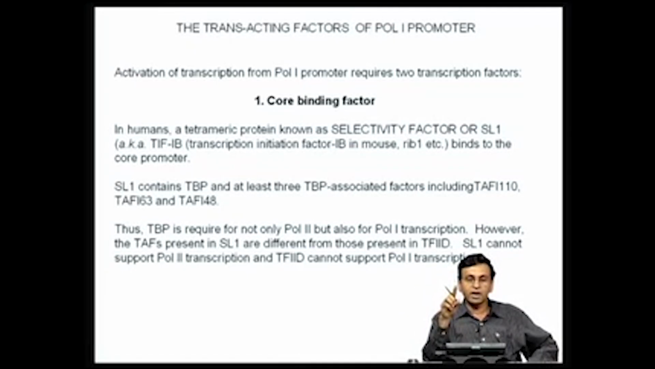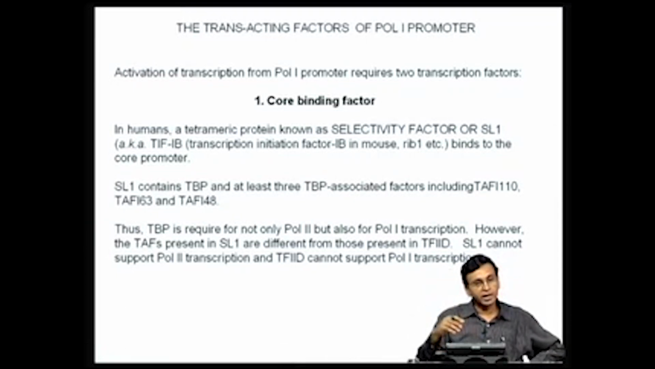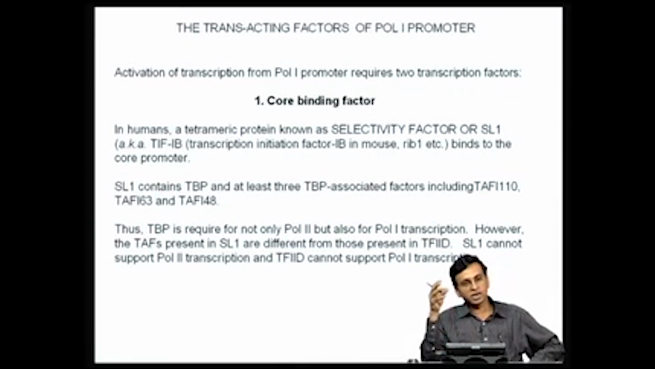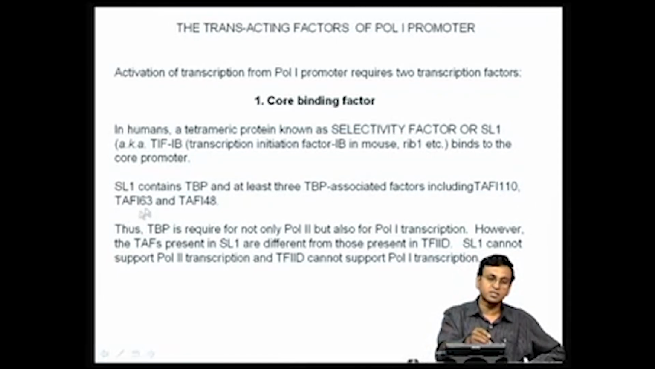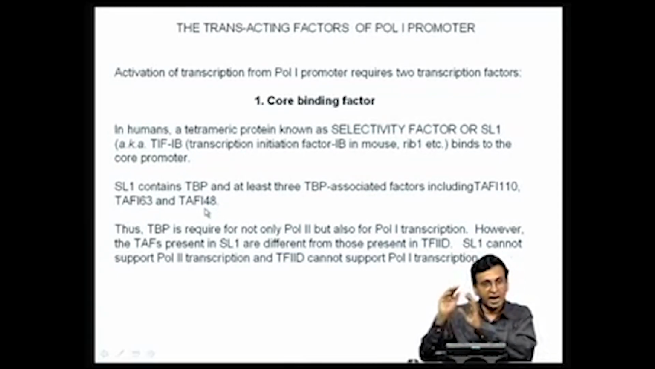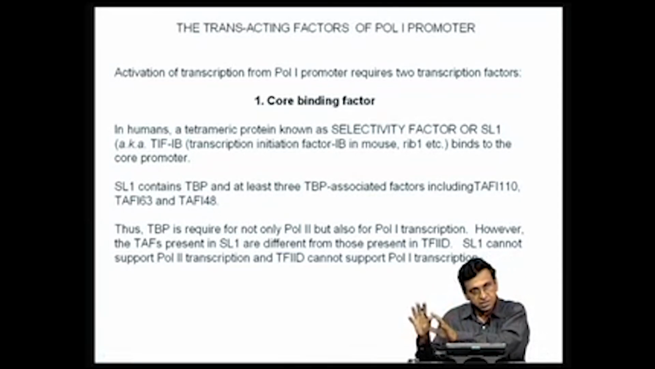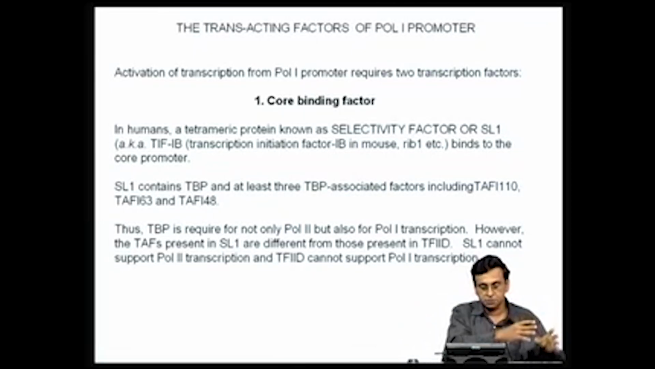And just as the TATA binding protein in the case of Pol II transcription is associated with specific TAFs, which we used to call TAF2, 250 and so on and so forth, in the case of Pol I transcription also, there are specific TAFs, that is the TBP associated factors, but these are designated as TAF1. Instead of TAF2 we call them TAF1, depending upon the molecular weight. TAF1 110 means it is a 110 kilodalton protein, TAF1 63 means a 63 kilodalton protein, TAF1 48 means a 48 kilodalton protein. The TAFs which are required for Pol I transcription are different from the TAFs which are required for Pol II transcription.